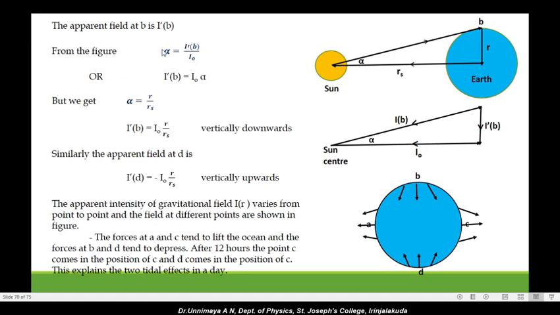So from the figure, what is alpha? ഇവിടെ നമുക്ക് alpha already കിട്ടി. Alpha is r by rs. Similarly, this figure consider ചെയ്യാം.